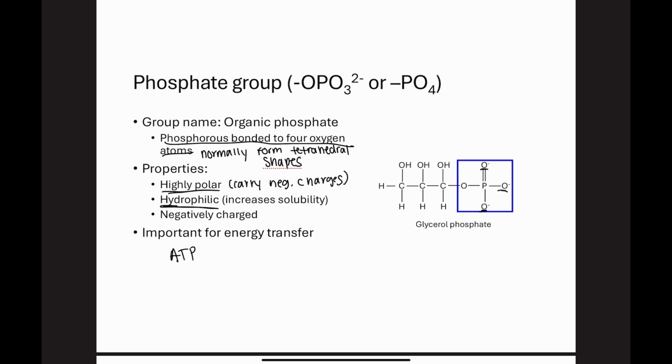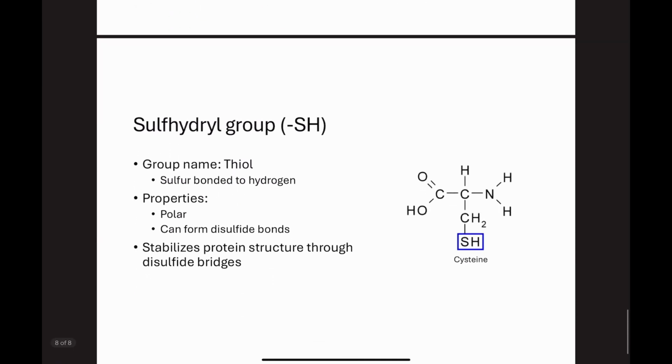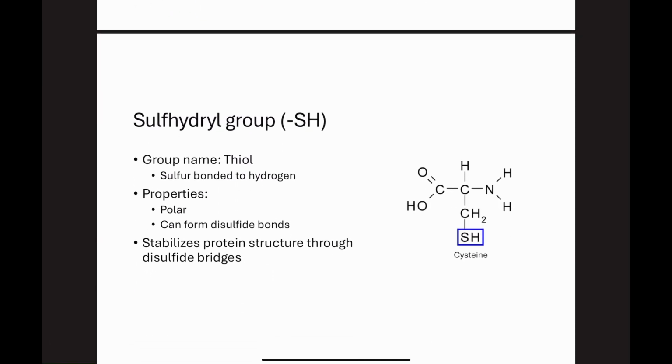And this ability to be able to quickly add or remove our phosphate groups is essential for enzyme regulation and signaling pathways. And these concepts are just going to further emphasize the fact that our phosphate groups have a very, very important role in cellular function and energy metabolism. So the last group that we're going to talk about is our sulfhydryl group. It is also known as a thiol, and it just consists of a sulfur that is bonded to hydrogen.